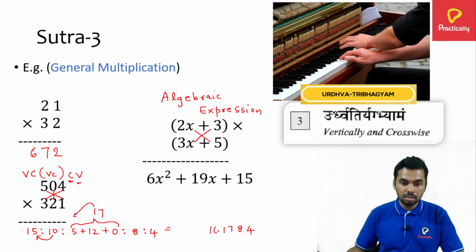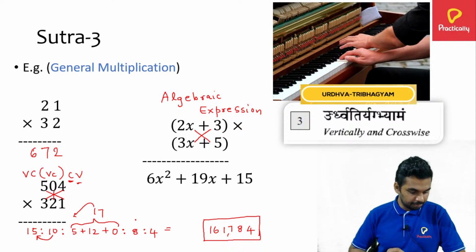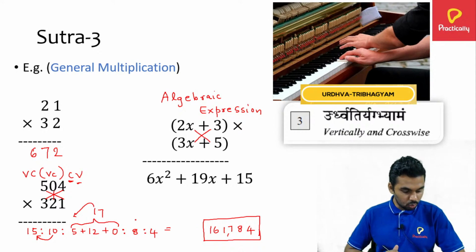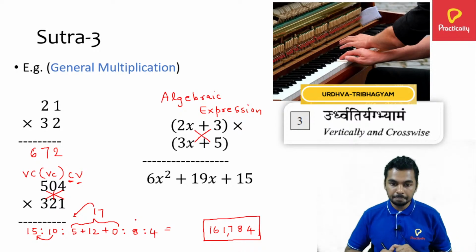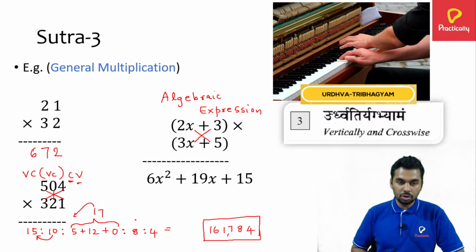So the answer is 16. So this is the final answer for this. How much is this? So this is 161784. That is the answer. So I can see two correct answers in the chat box. So once again, hope everybody understood the vertically and crosswise.